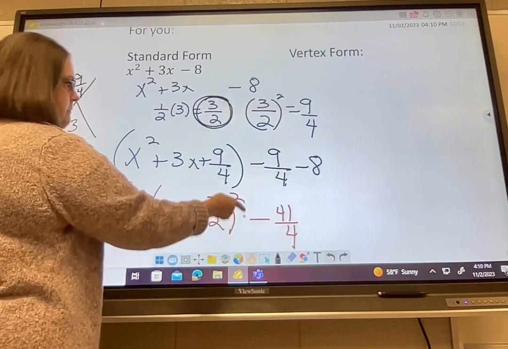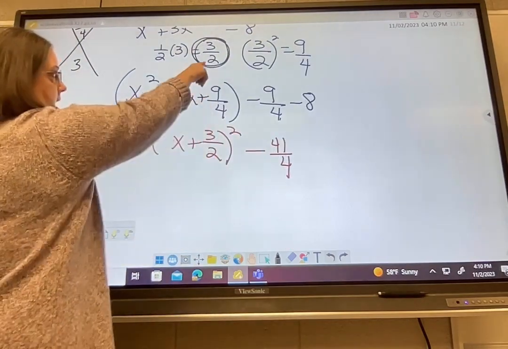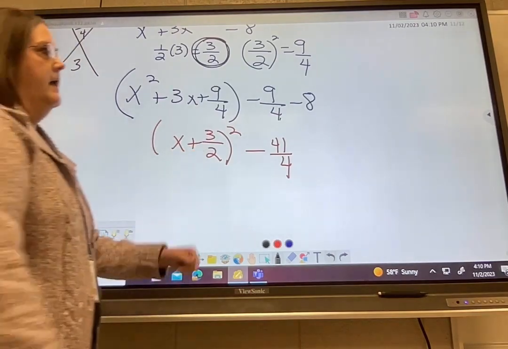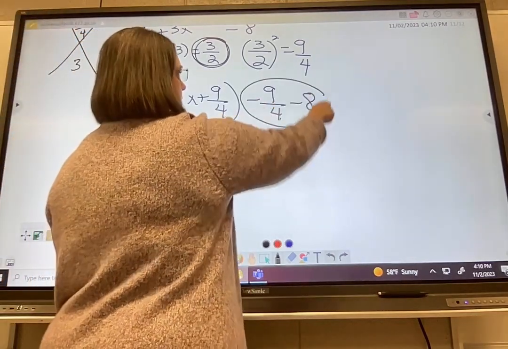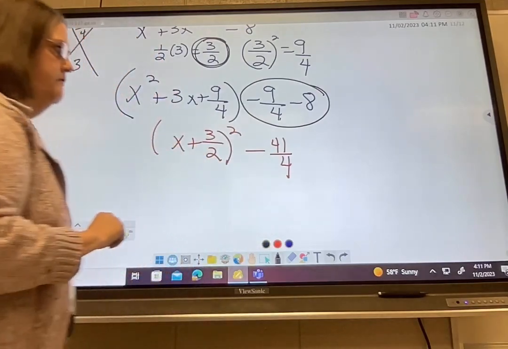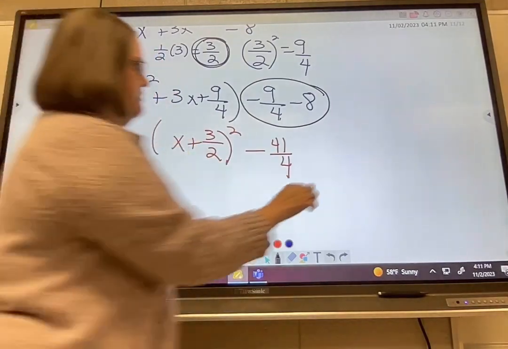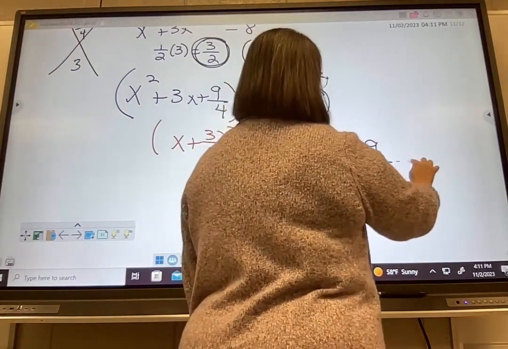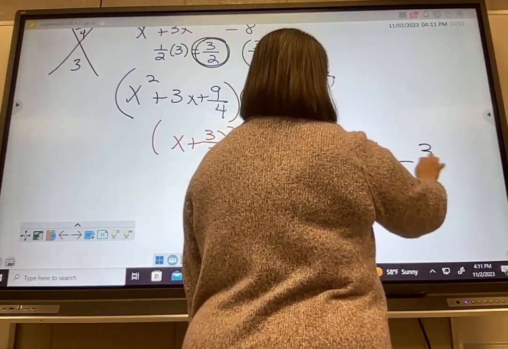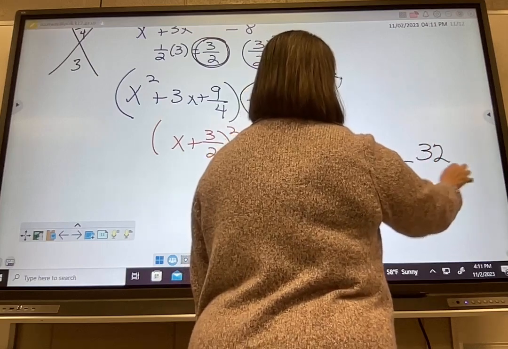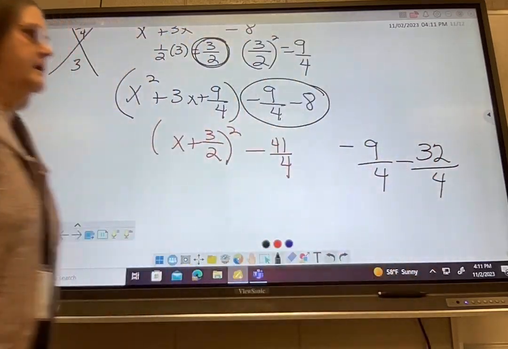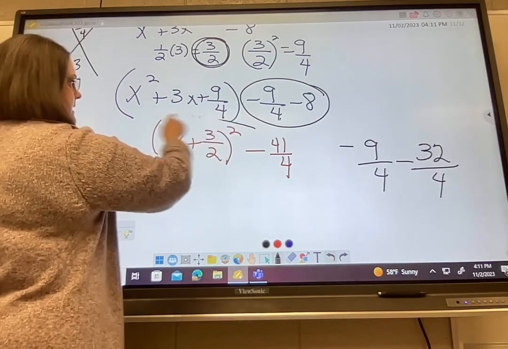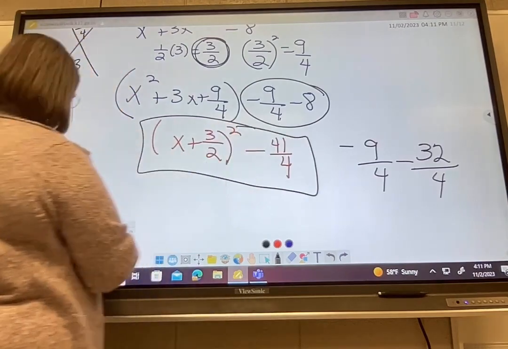So then I write it, I factor this, which I know what it is from looking there. So that is x plus 3 over 2 squared. And then take your calculator, put that into your calculator, you'll get negative 41 over 4. If you don't have a calculator at home, rewrite 8 with a denominator of 4. That would be 32 over 4, and negative 9 and negative 32 is negative 41. And this is in vertex form right here.